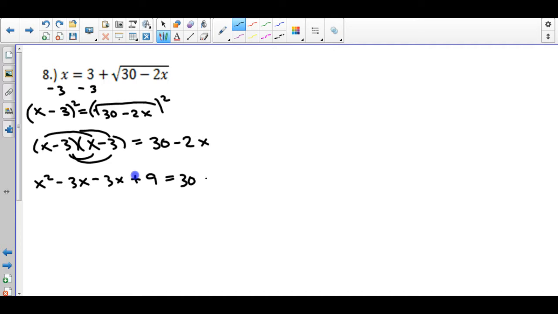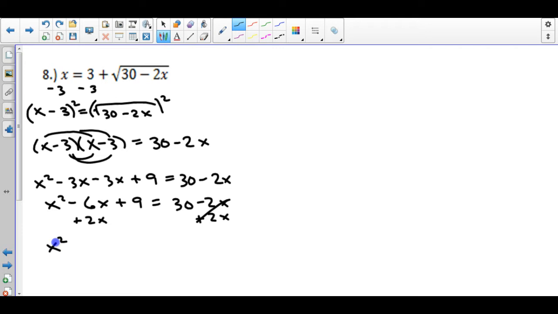So in order to solve a quadratic, you would have to first set the equation equal to 0. So first thing is to simplify this left side by combining the negative 3x and negative 3x. Now with the right side, what I'm going to do is bring over the 2x. Again, I want to set it equal to 0. So I have x squared minus 4x plus 9 equals 30. And then the last step to get it set equal to 0 is to subtract 30 on both sides. And we'll get x squared minus 4x minus 21 equals 0.